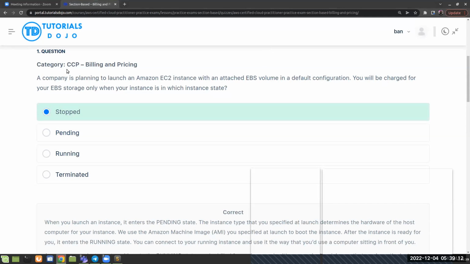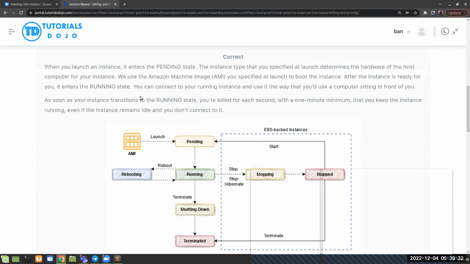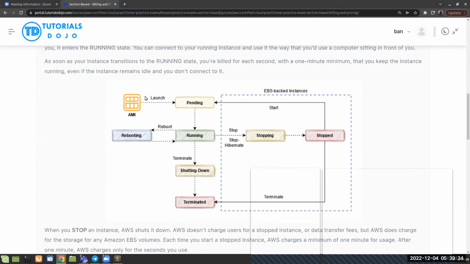Right. So question one, which was: a company is planning to launch an Amazon EC2 instance with an EBS volume in a default configuration. You are charged for your EBS storage when your instance is in which state? So as indicated, it is A. And just the explanation, if no one knows.